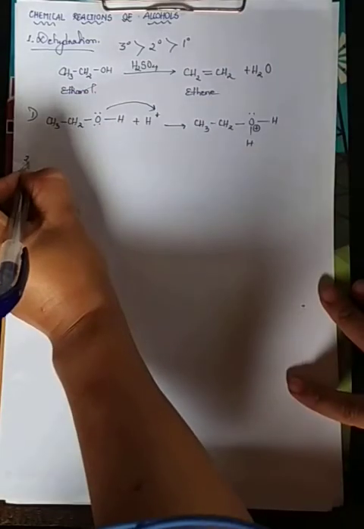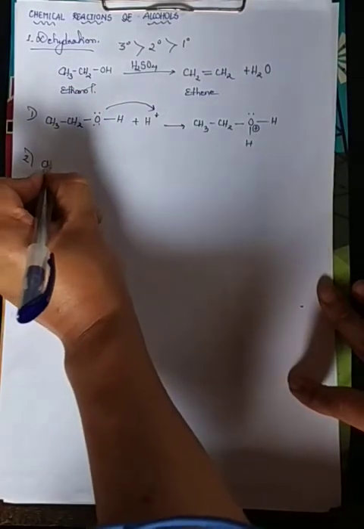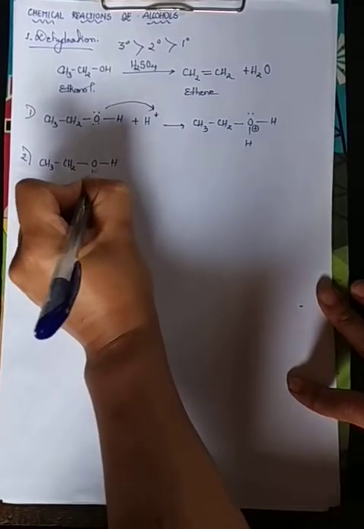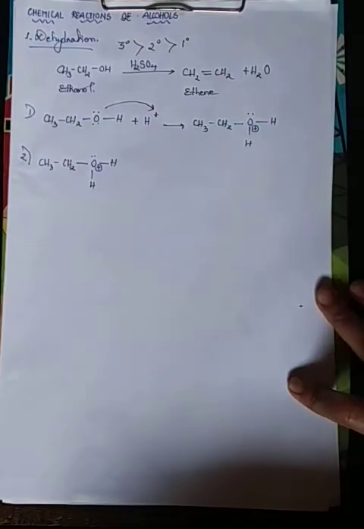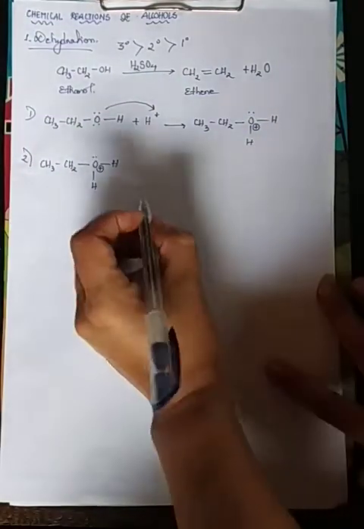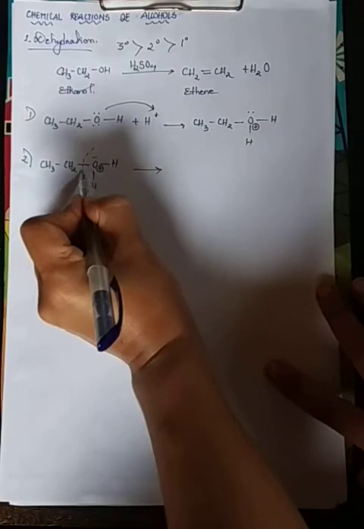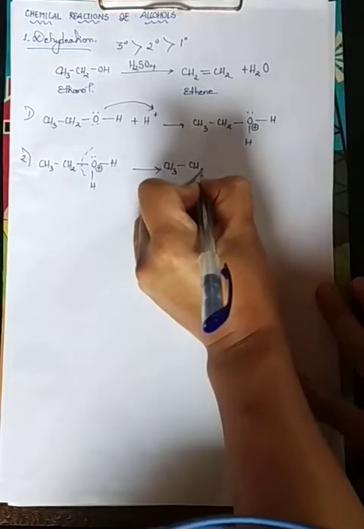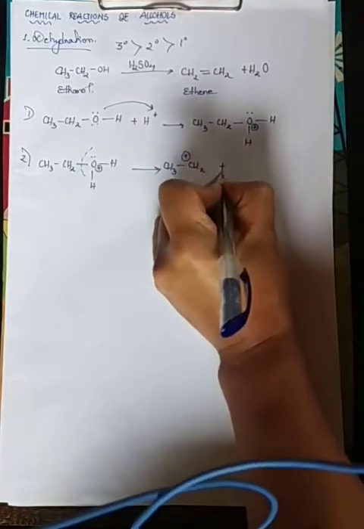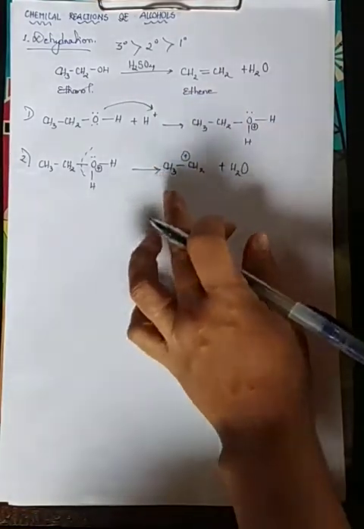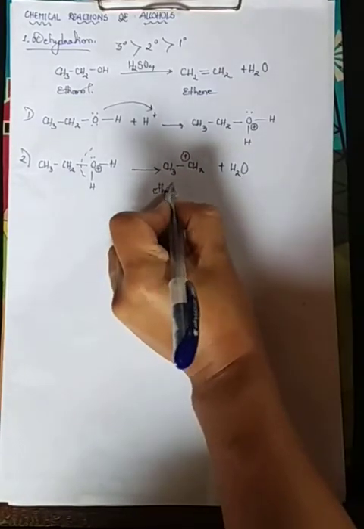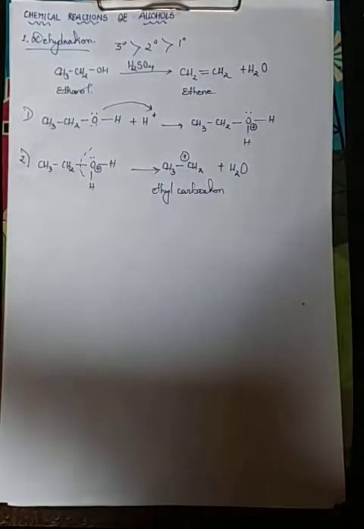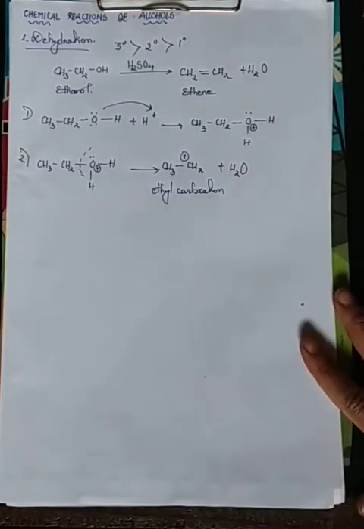Now, in the second step, there is elimination of the water molecule. This is our protonated alcohol, and in the second step, the water molecule is eliminated. That means this water molecule comes out, and then we'll be getting CH3CH2 plus H2O. Now this is our ethyl carbocation, with two carbon atoms. This is a primary carbocation. It is very unstable, therefore the reaction proceeds further.